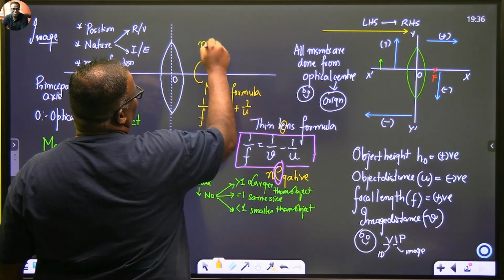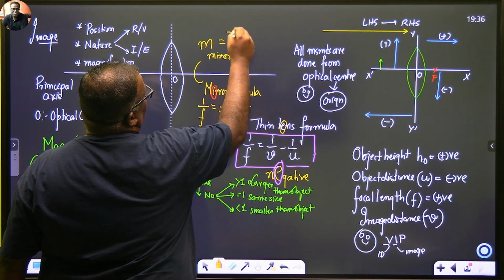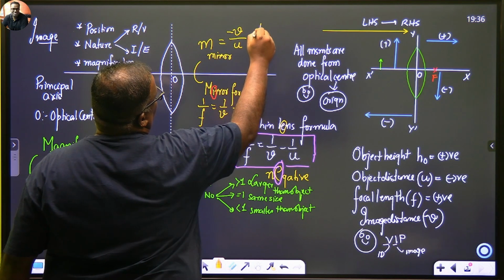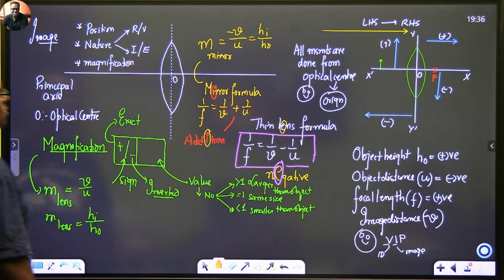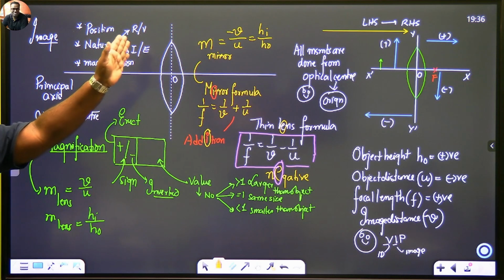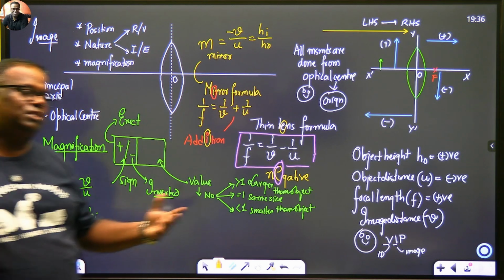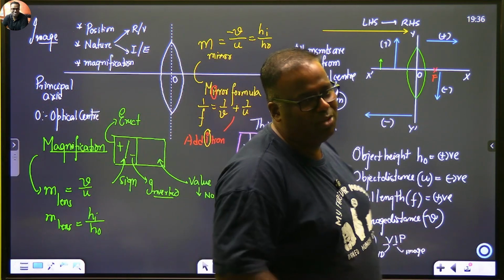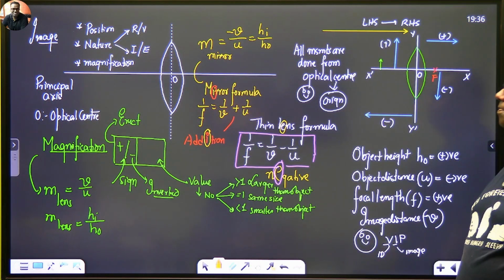If you want to know the magnification for a mirror, there is a slight change here. For a mirror, it is always -v upon u, which is also equal to hi upon ho. The hi to ho ratio doesn't change, but if you want to express the magnification in terms of v and u, then it becomes negative. For a lens, it is v upon u. In fact, this video will become a very good reckoner for a CBSE student also. Handy. Clear? Shall we now look at the images?